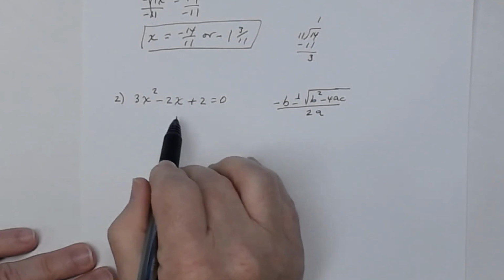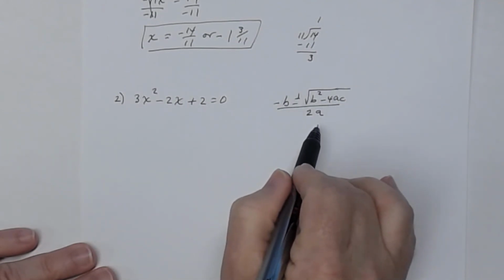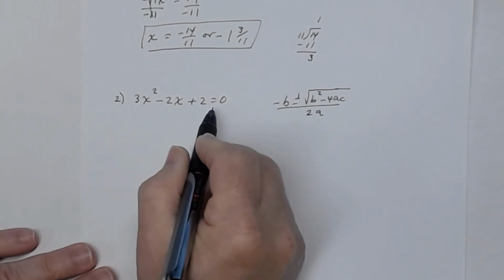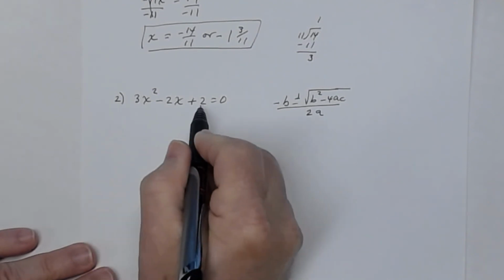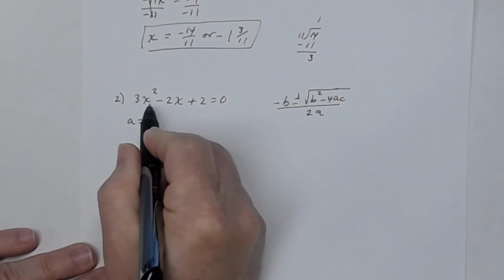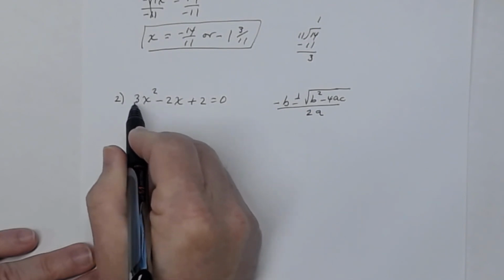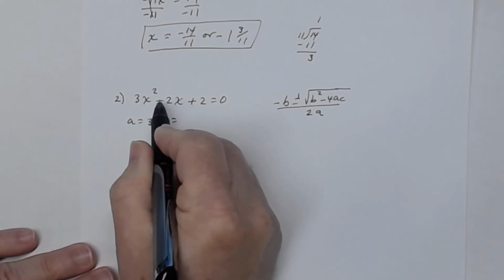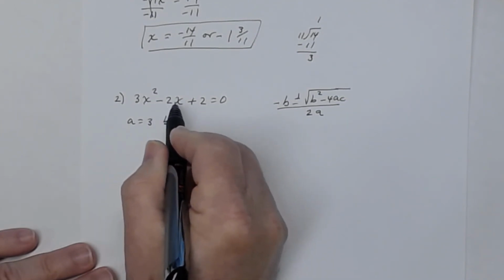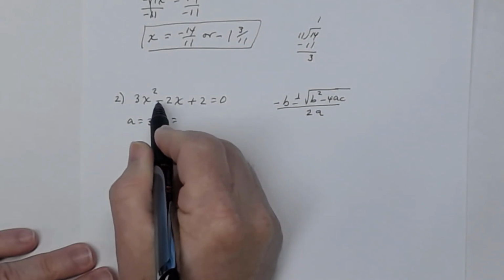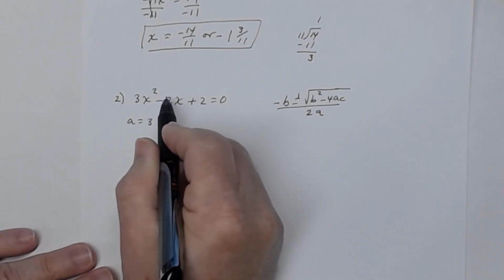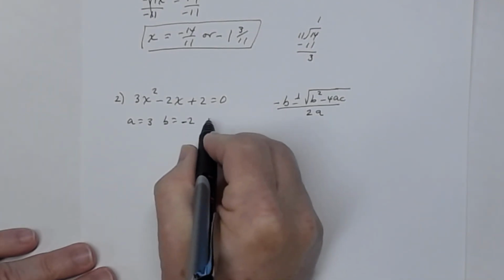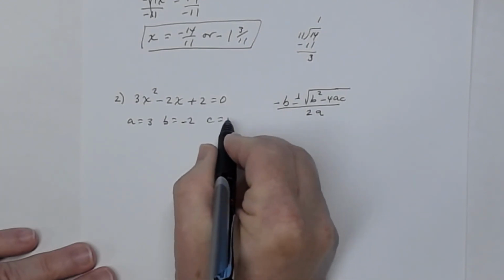Before you take these values and substitute them into the quadratic formula, it is a good idea to determine what a, b, and c are. But remember, you must have 0 on the other side, which we do in this case. So a is always going to be the coefficient of x squared, so a is 3. B is always going to be the coefficient of x. In this case, it's a negative 2. Even though it says subtract 2 times x, remember the idea of subtraction means add the opposite. So you can think of this as adding a negative 2. So it's a negative 2, that's the coefficient. And then c is your constant, which is a positive 2.